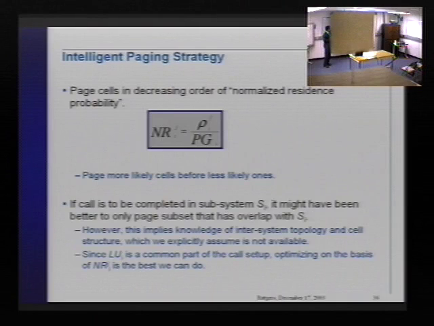So again, we page the cells in decreasing order of normalized residence probabilities. Now this is a trivial extension because the different cells have different paging costs. So there, if you want to get an optimal sequence, instead of just using the probabilities, you weigh them by, you divide by their paging cost, and then you get back the same sequence. You page cells which have higher normalized residence probability before you page cells with lower residence probability.